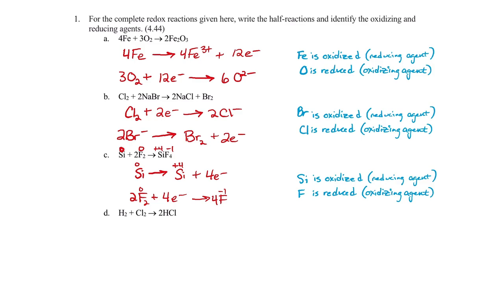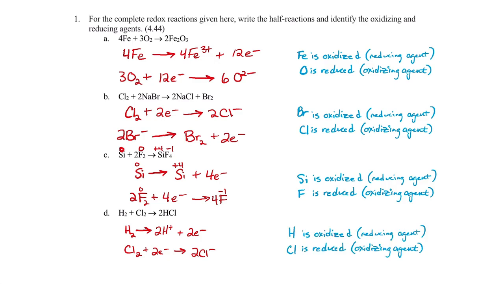In the last reaction, I have hydrogen plus chlorine creating hydrogen chloride. My hydrogen molecules go from neutral to hydrogen ions, so they lose electrons. The chlorine molecule gains those 2 electrons. The hydrogen is oxidized because it lost electrons. The chlorine is reduced because it gained electrons.